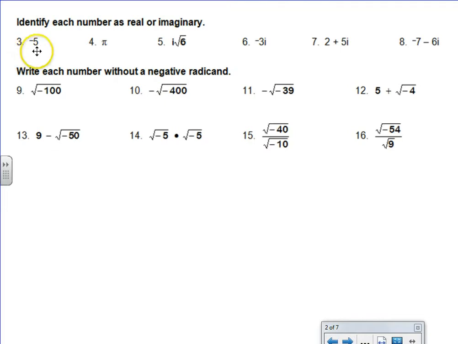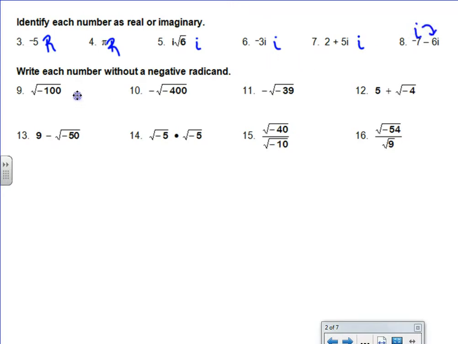Number 3 says identify each number as a real or imaginary number. So negative 5 is a real number. Pi is also a real number. It's irrational, but it's real. And then i squared root of 6 is an imaginary number. Negative 3i is an imaginary number. 2 plus 5i is an imaginary number or complex number. And then negative 7 minus 6i has an imaginary component right there, so it's a complex number with an imaginary part.